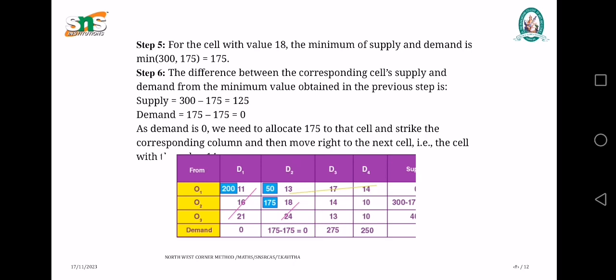Next, step 5, for the cell with value 18, the minimum of supply and demand is the minimum of 300 and 175. We get 175. Next, step 6, the difference between the corresponding cell's supply and demand from the minimum value obtained in the previous step: supply is equal to 300 minus 175, that is 125. The demand 175 minus 175 is equal to 0. As demand is 0, we need to allocate 175 to that cell, strike the corresponding column, and then move right to the next cell, that is the cell with 14.